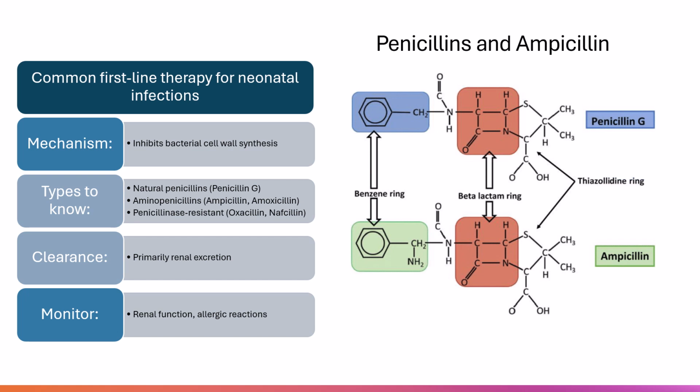The clearance is primarily through renal excretion, so you'll need to adjust dosing in renal impairment. Watch for allergic reactions, though they're uncommon in neonates. Ampicillin dosing is weight and age dependent, so make sure you're familiar with the appropriate dosing schedules.